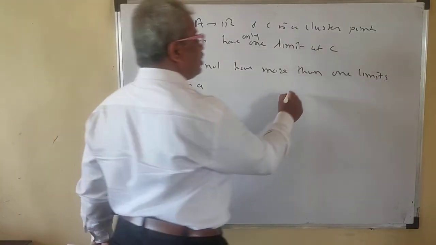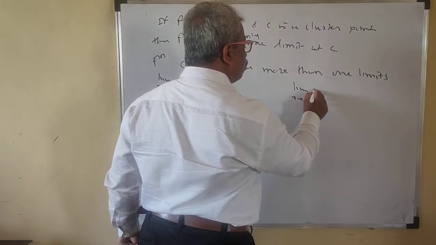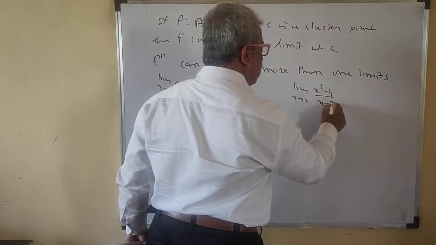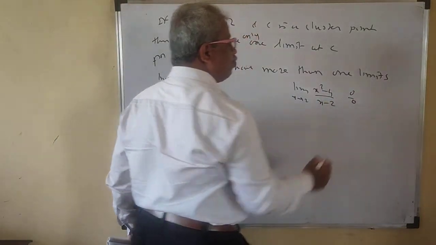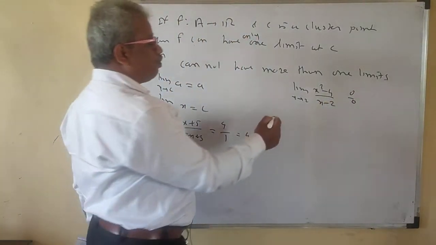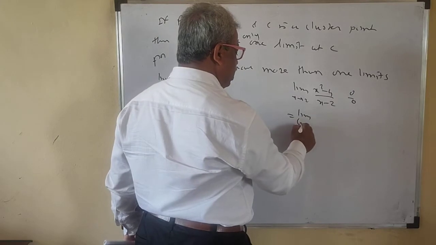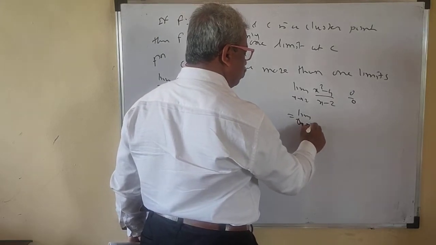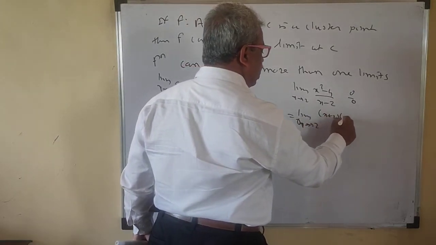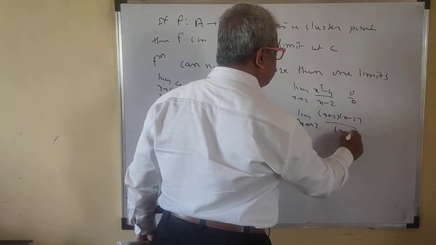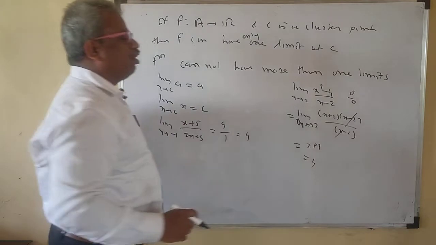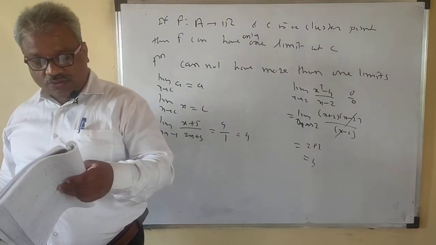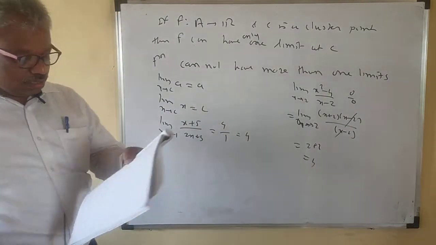Now if the limit as x tends to 2 of (x square minus 4) upon (x minus 2). But see, this is a 0 by 0 form, so you have to factorize it. This is the limit as x tends to 2 of (x plus 2)(x minus 2) upon (x minus 2). This gets cancelled, giving 2 plus 2, so this is 4. So the value of this limit is 4. In this way you can obtain a limit.